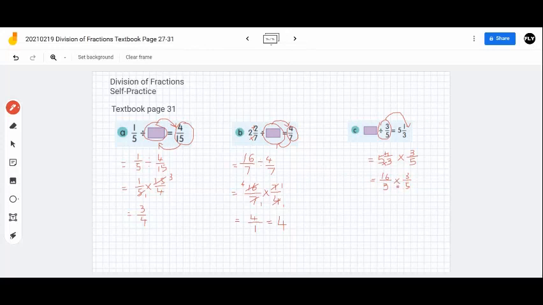Can it be simplified? Yes. 3 and 3 can be simplified. So 16 times 1, 16. 1 times 5, 5. This is an improper fraction. Change it to a mixed number. 5 times 3 is 15. So 3, 1 over 5.